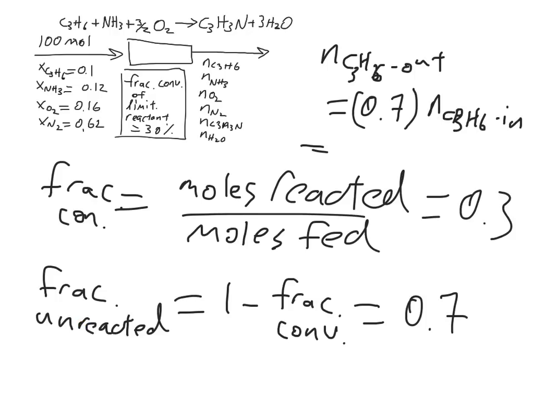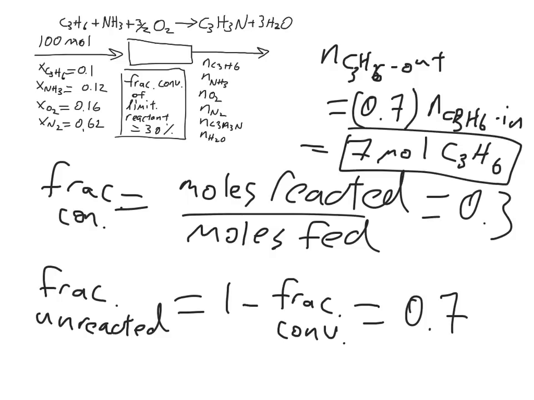So in any case, the amount going in is equal to 100 moles times 0.1, so naturally we have 10 moles coming in. So if I go ahead and do that, I get 7 moles leaving C3H6. And that's the amount coming out of our system, C3H6, 7 moles coming out. Okay, now that we know the amount coming out, we can use our extent of reaction to go ahead and solve for all the different other species that are coming out.